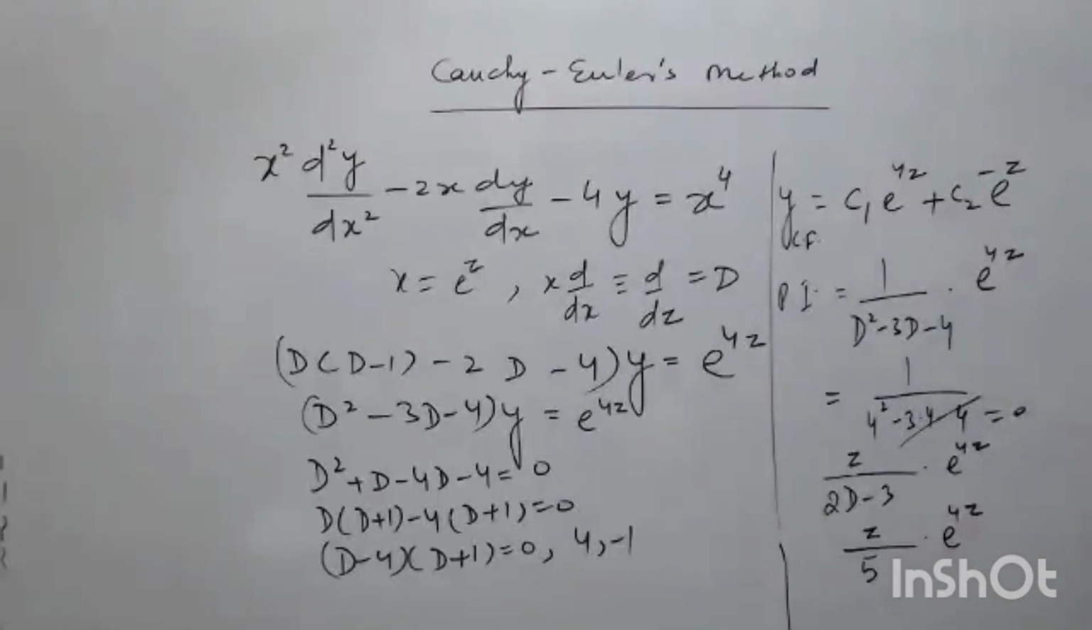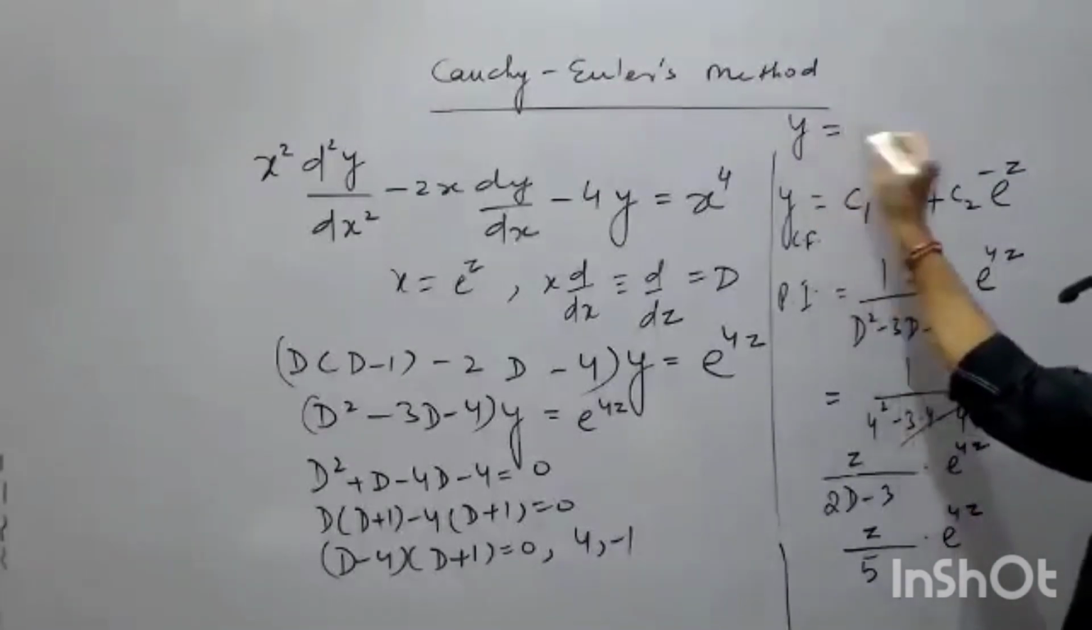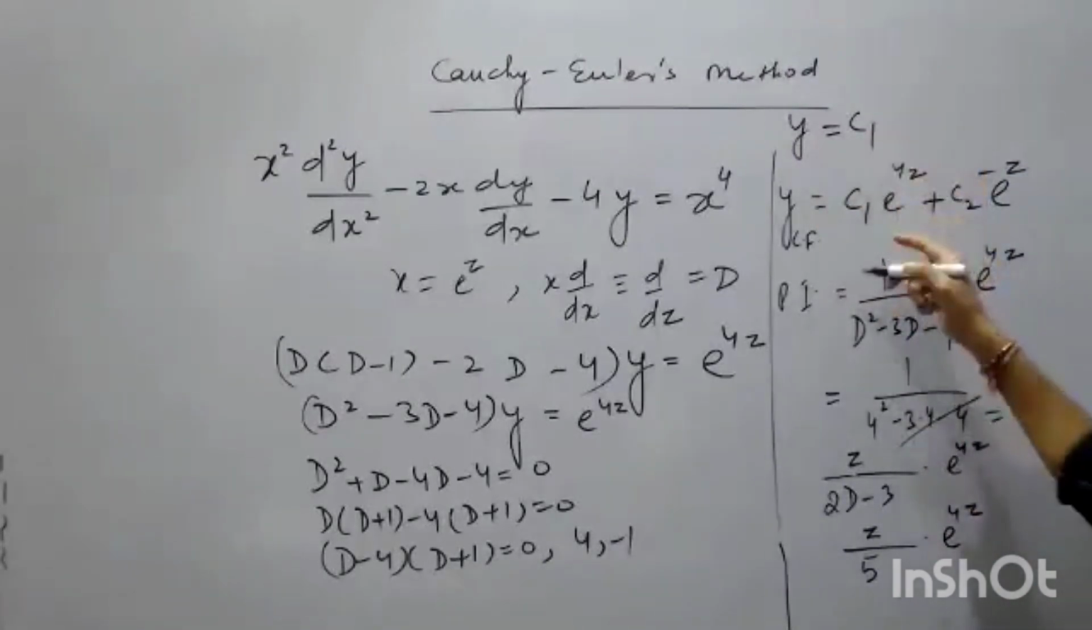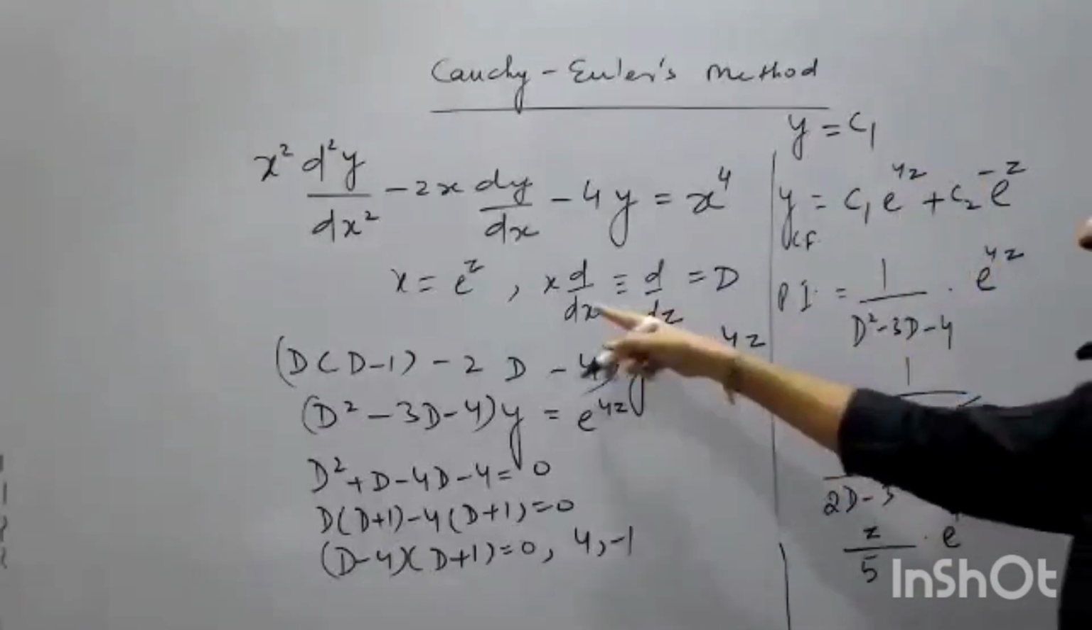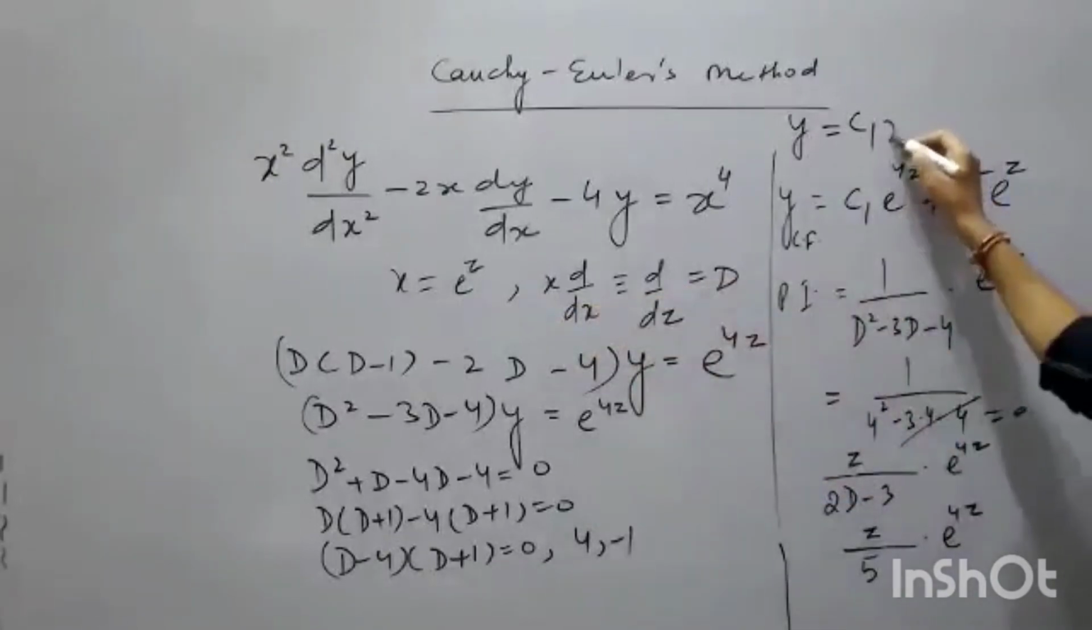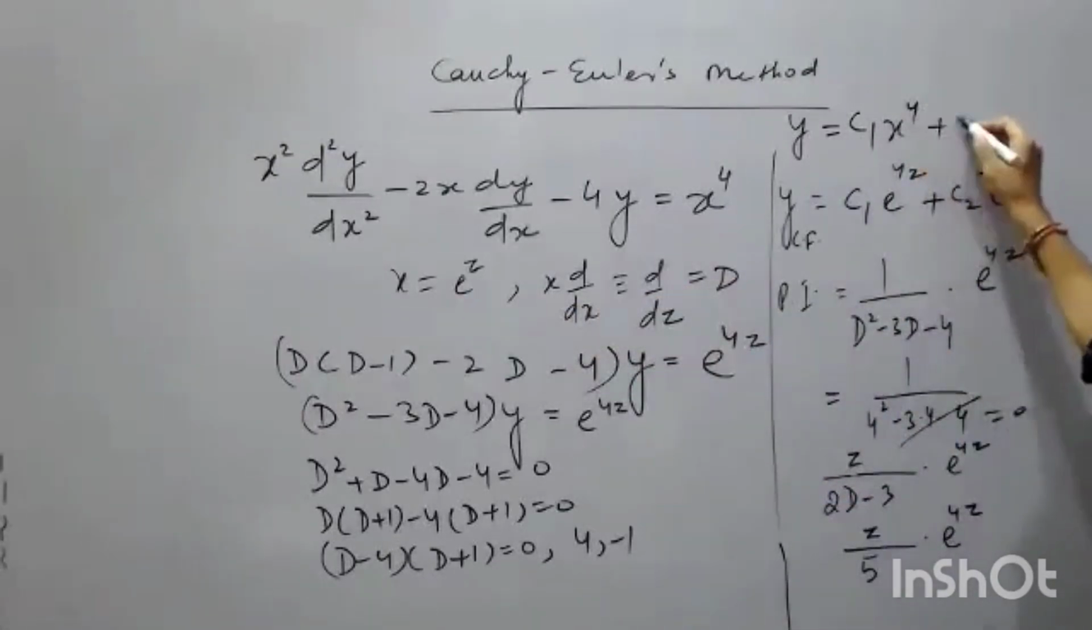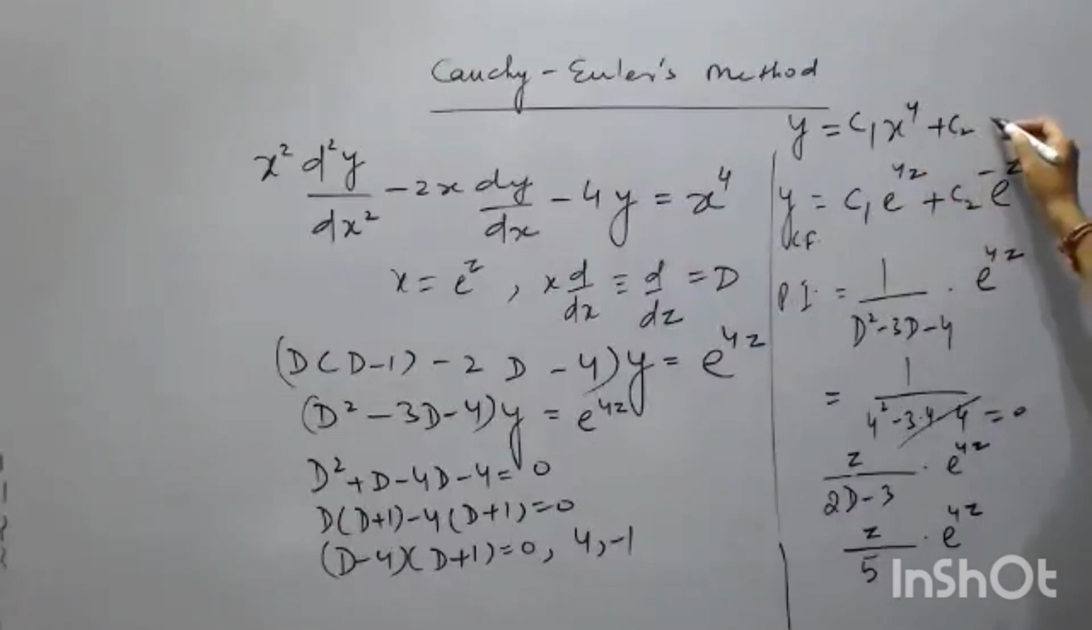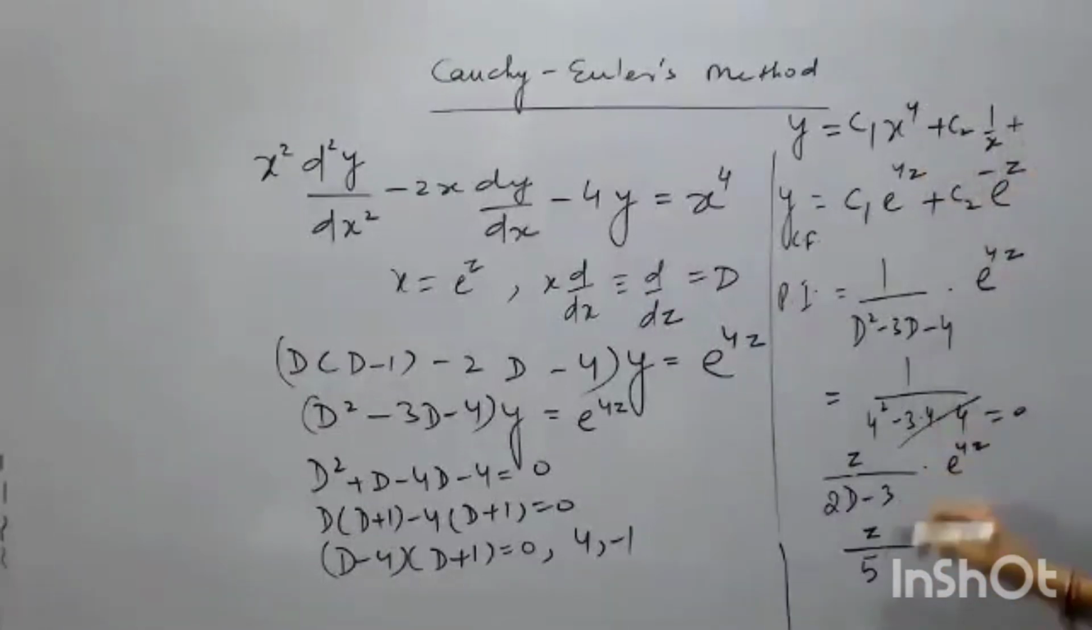Okay? So now write the final solution. It will be y is equal to c1 e to the power z, which is x, so x to the power 4, plus c2 times 1 upon x, plus z, which is log of x, by 5, and e to the power 4z is x to the power 4. This is the answer.